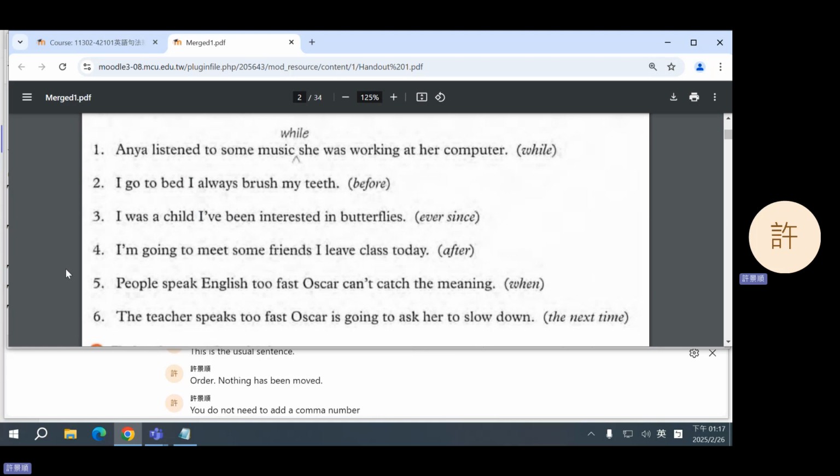Number 5, people speak English too fast. Oscar can't catch the meaning. 陈思豪? No? Okay, so can you tell where to separate the 2 parts? People is a noun. Speak is a verb. English is an object. And then Oscar is another noun, catch is another verb, and meaning is another object. So where do we separate the two parts?